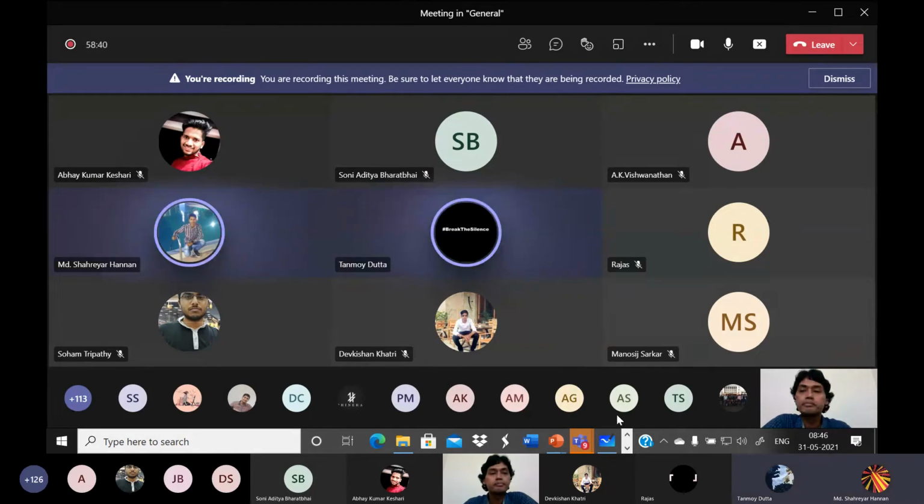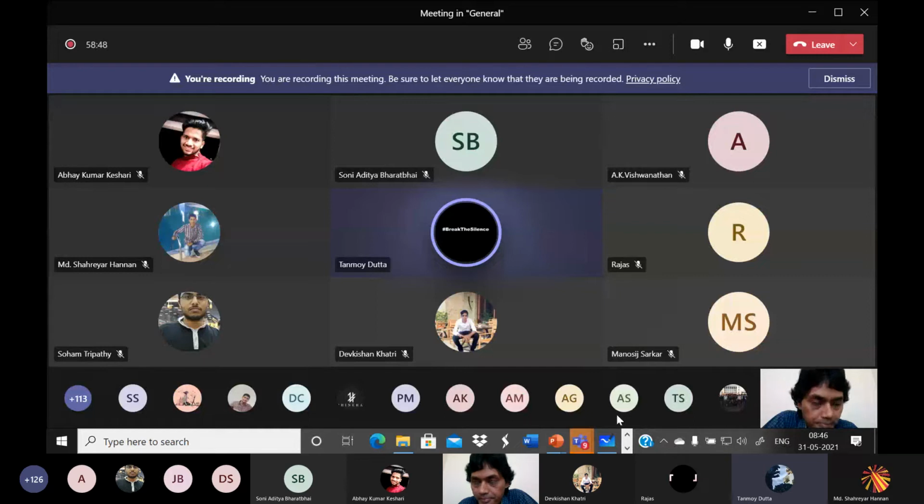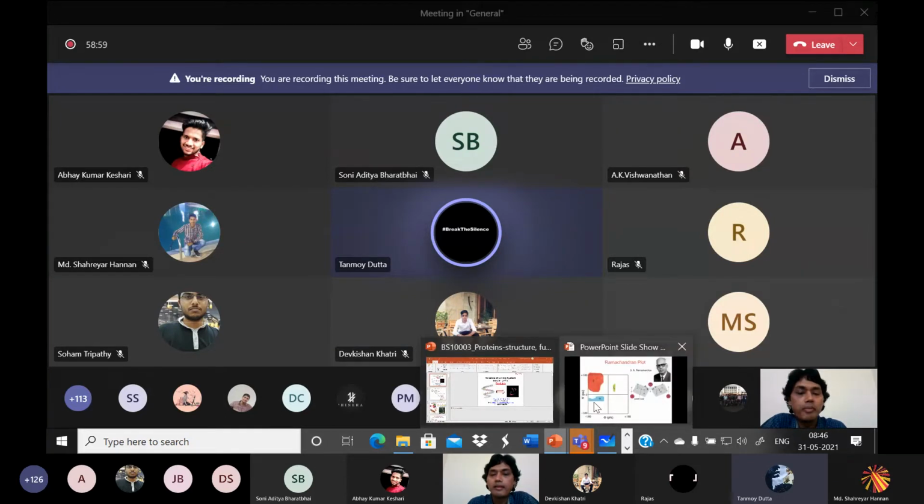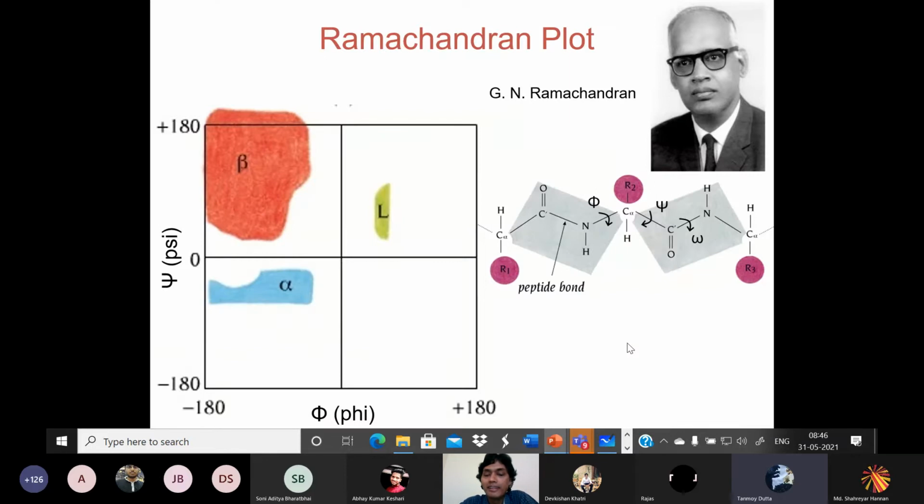Sir, I have two questions related to the Ramachandran plot. For example, in the range of phi from 0 to 180 and psi from -180 to 0, in the last quadrant, there is no protein structure given. Does that mean that for those values of phi and psi, no protein will exist? Yes, you are right.